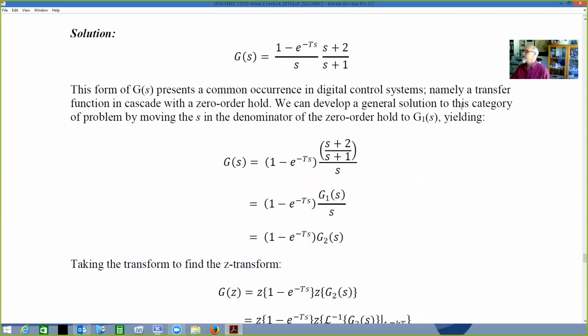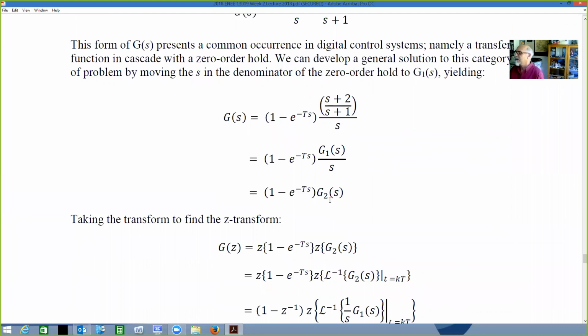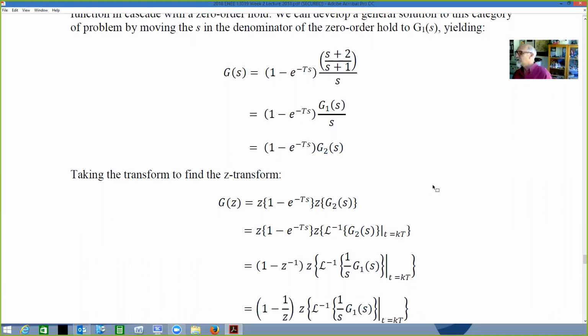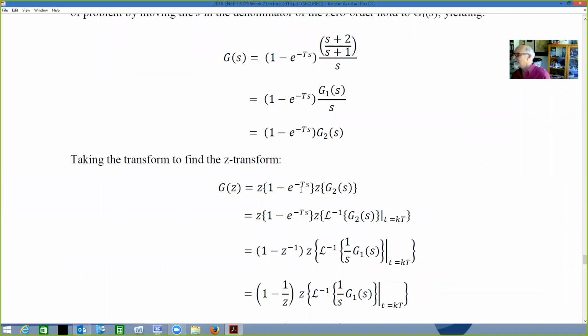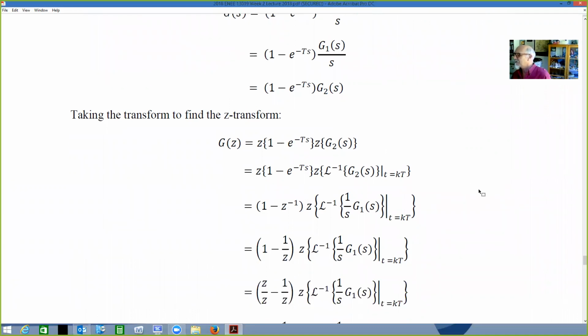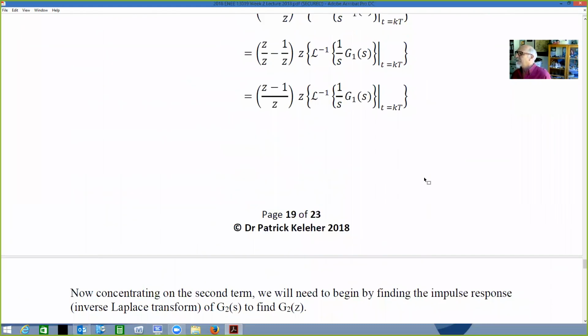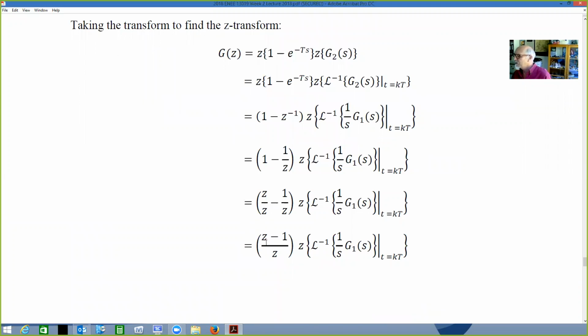Now, we can develop a general solution to this category of problem by moving the s in the denominator of the zero-order hold to the G1 of s, which basically means that we start off with our original configuration, the cascading, take it across, and then we can use that to find our Z transform. Go through and do your Z transform of each term. There's no common terms to take out. So just follow your process, looking up your tables as you go through. When you do that, basically you'll find we're in this form now. So G of z is equal to this. So we've got to take the Z transform of this bit here and evaluate it at our particular T value.